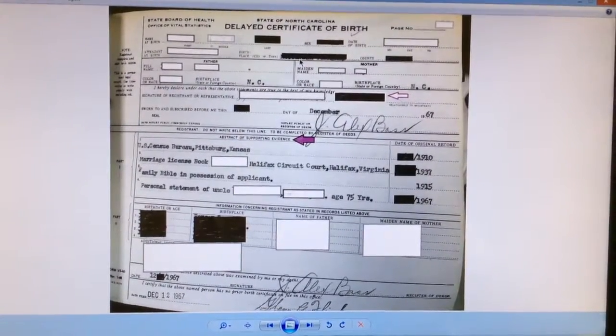Because birth certificates became required in the United States at around 1902. Before that time, most records were kept in Bibles. We will talk more about Bible records later.